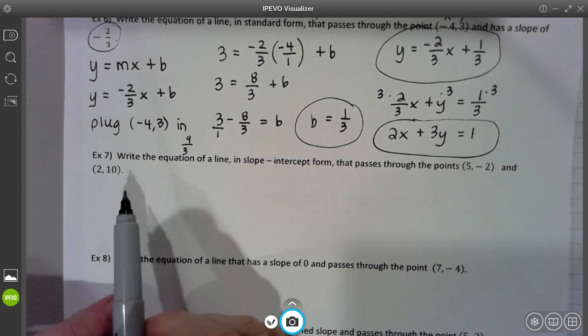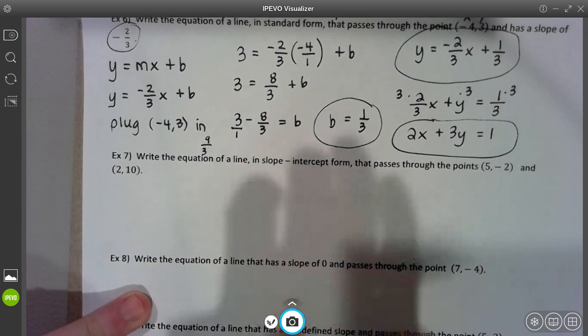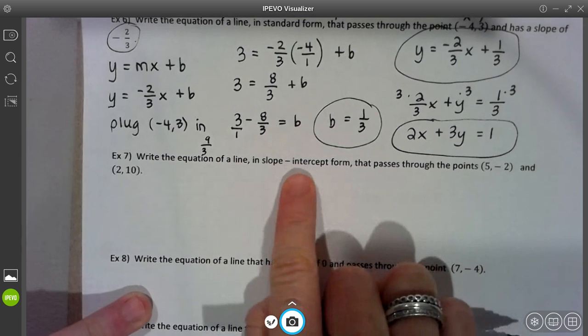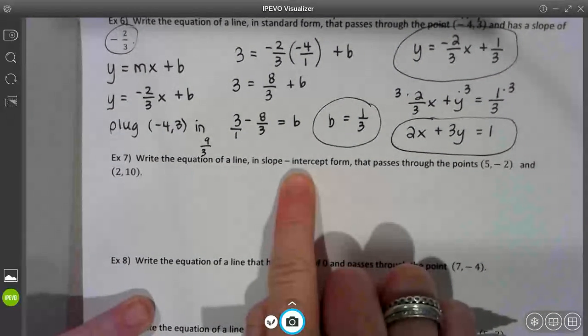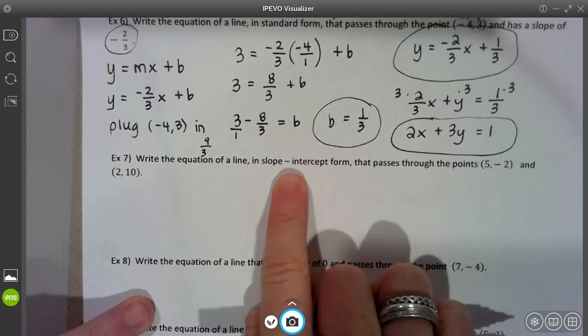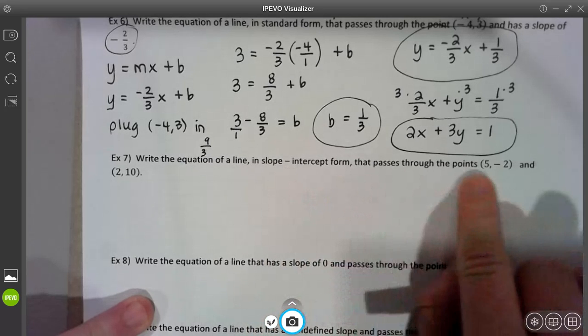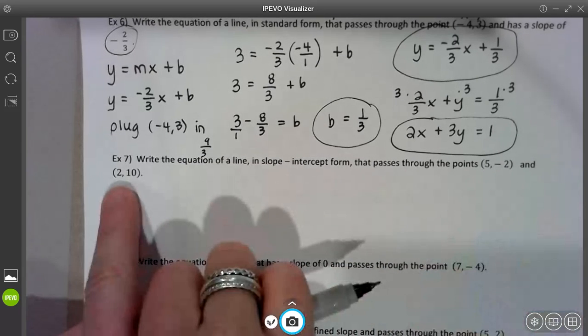All right, guys, example 7 says, write the equation of a line in slope-intercept form. We always start every problem using slope-intercept form. This just means you're going to be allowed to leave your final answer in slope-intercept form. All right, our line is going to have to pass through the points (5, -2) and (2, 10).